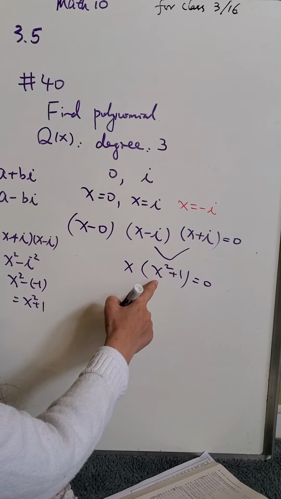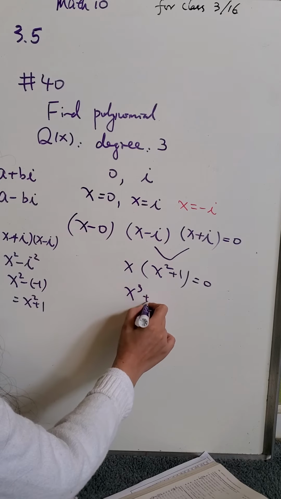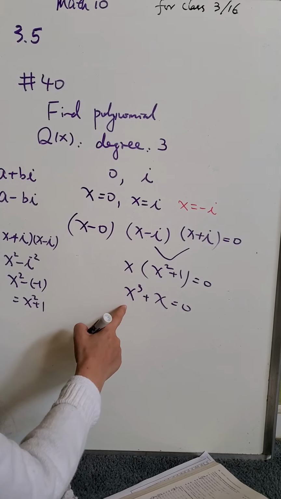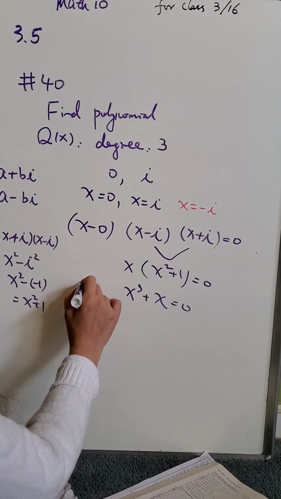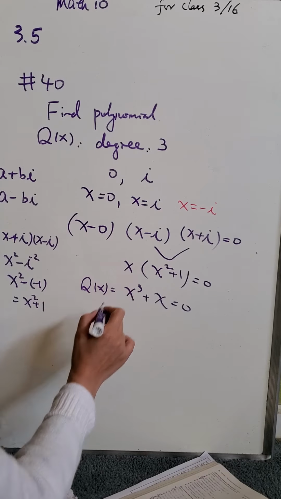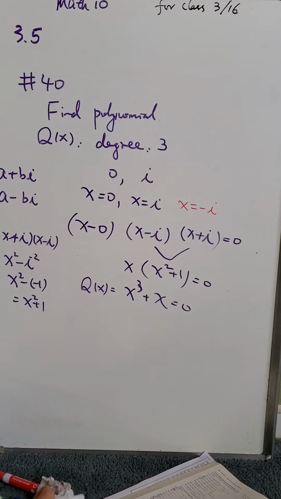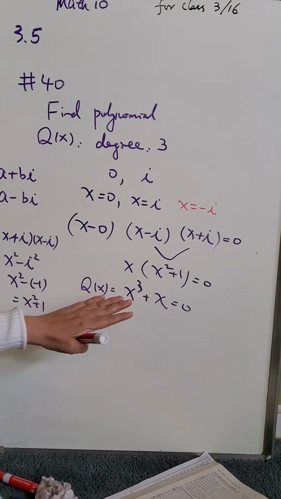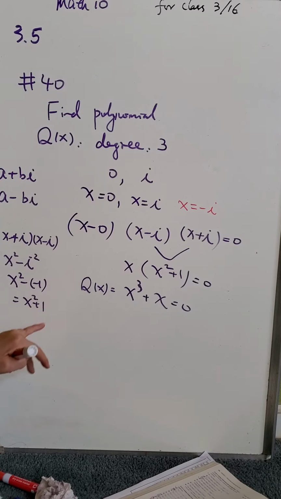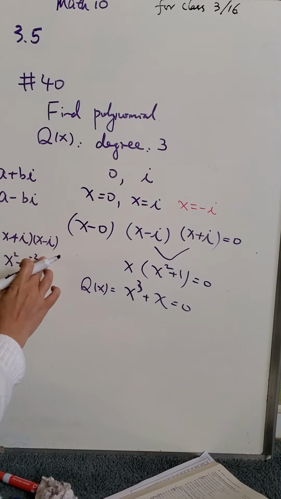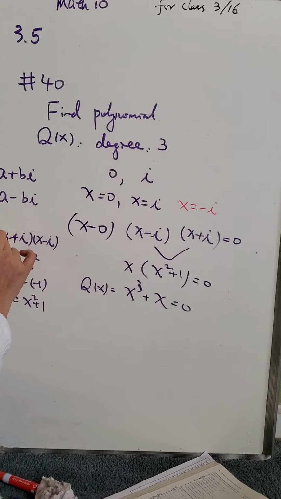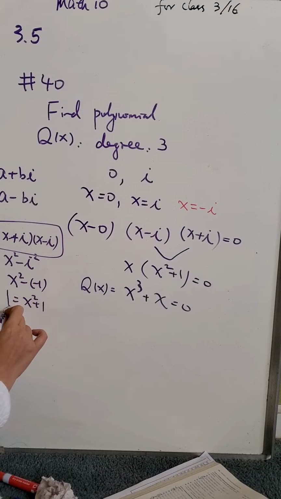And then now multiply x inside, so x cubed plus x equals 0, and that's your cubic for f of x. So that's what they want us to do. So this is something you should memorize, it's good for you, it makes it faster. When you see x plus i times x minus i, it is always equal to x squared plus 1. So that's for number 40.